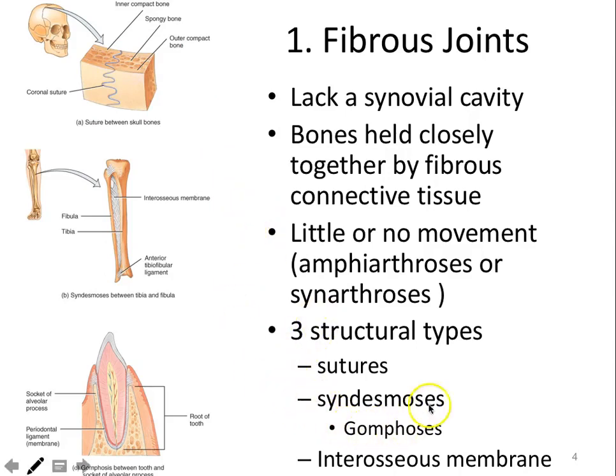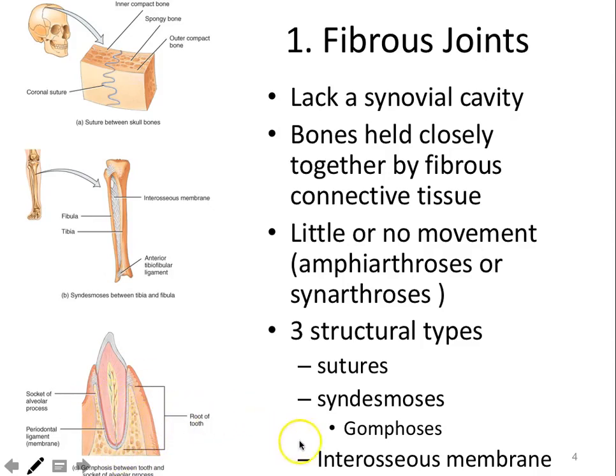You have what are known as syndesmoses. Here's an example of a syndesmosis between the tibia and the fibula, and there might be some tiny, slight movement, but for the most part, really not much at all. Another specialized term is something called a gomphosis. It's a special case of a syndesmosis, and that is reserved for basically the tooth sitting in the socket of either your mandible or your maxilla, so sitting in that alveolar process.